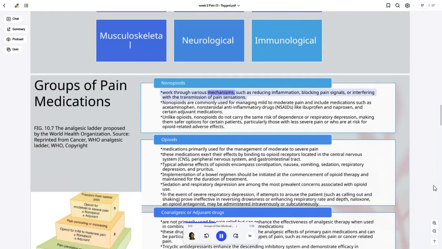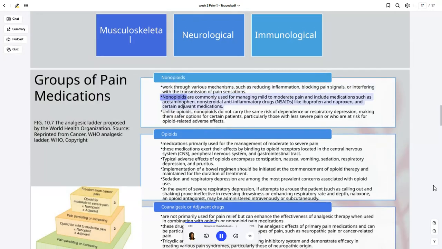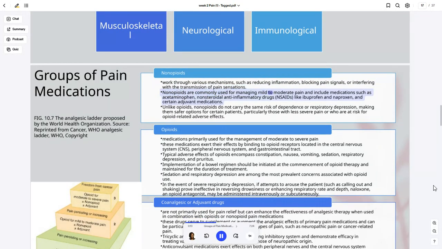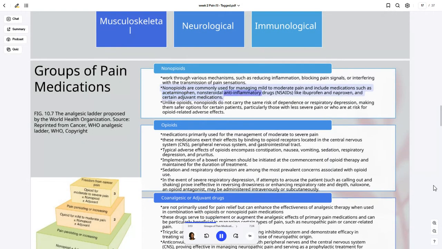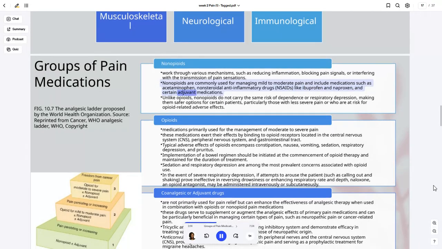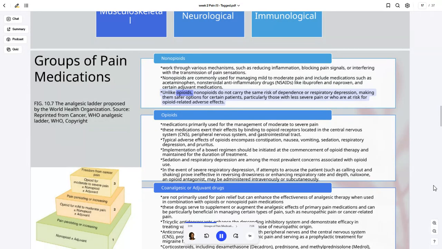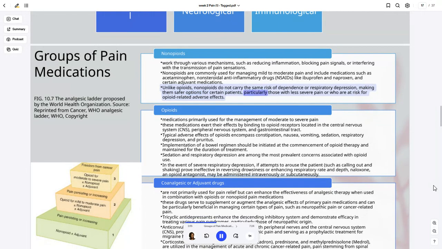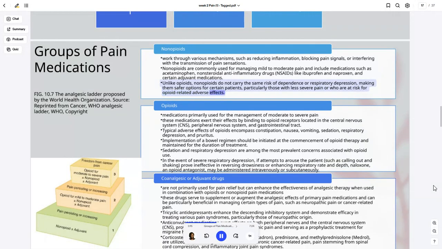Non-opioids work through various mechanisms such as reducing inflammation, blocking pain signals, or interfering with the transmission of pain sensations. Non-opioids are commonly used for managing mild to moderate pain and include medications such as acetaminophen, non-steroidal anti-inflammatory drugs, NSAIDs, like ibuprofen and naproxen, and certain adjuvant medications. Unlike opioids, non-opioids do not carry the same risk of dependence or respiratory depression, making them safer options for certain patients, particularly those with less severe pain or who are at risk for opioid-related adverse effects.